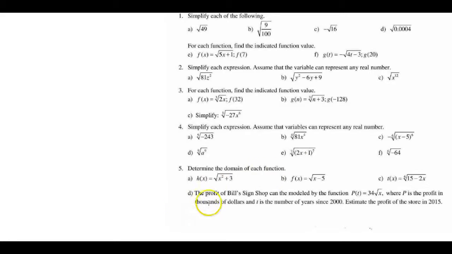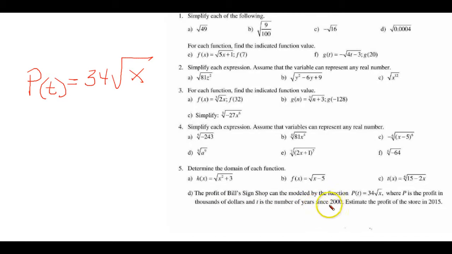Now, for this last one, we have a statement here. The profit of Bill's sign shop can be noted by this function. Oh, in this case, they want us to use a t. So let's use a t then. P, function of t, is equal to 34 times the square root of t, where P is the profit in thousands of dollars, and t is the number of years.